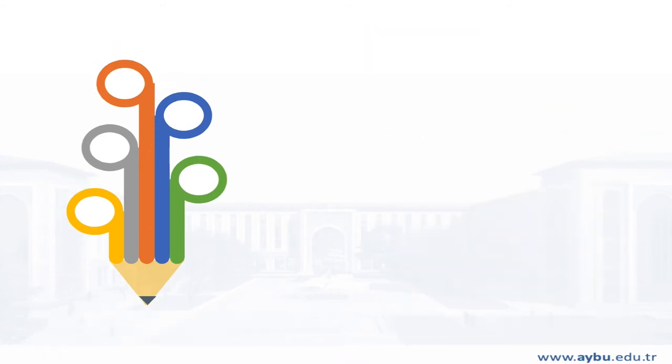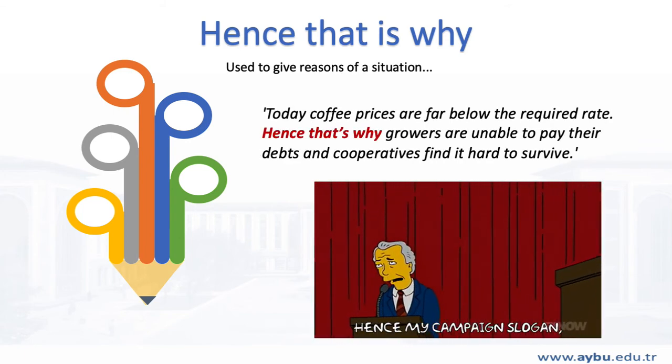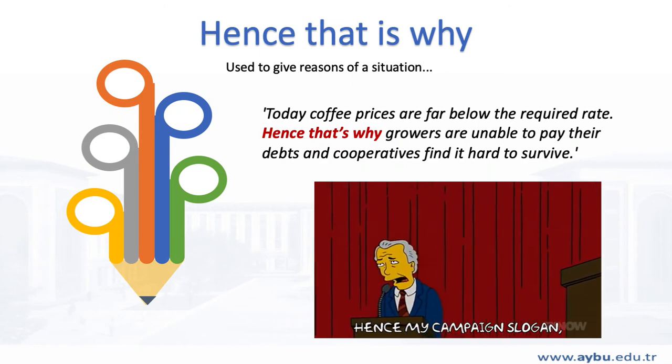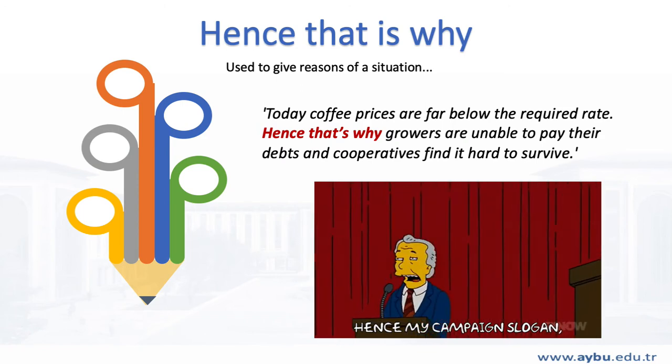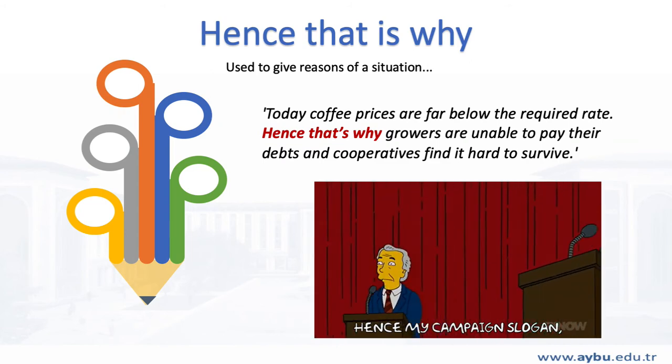The next thing you can use to give reasons of a situation is hence, that's why. Today, coffee prices are far below the required rate. Hence, that's why growers are unable to pay their debts and cooperatives find it hard to survive.